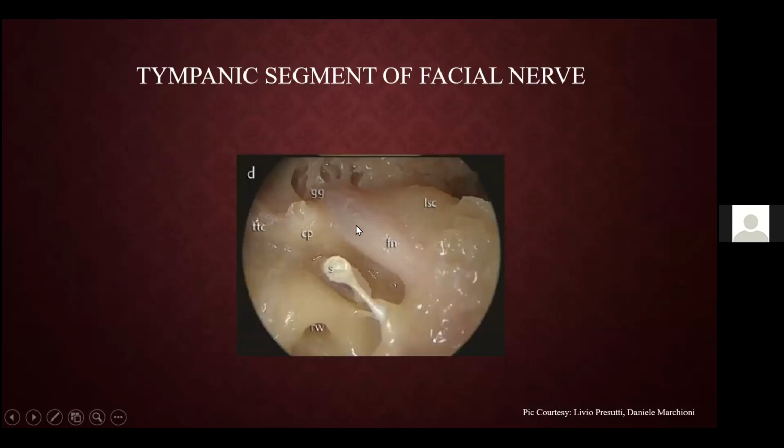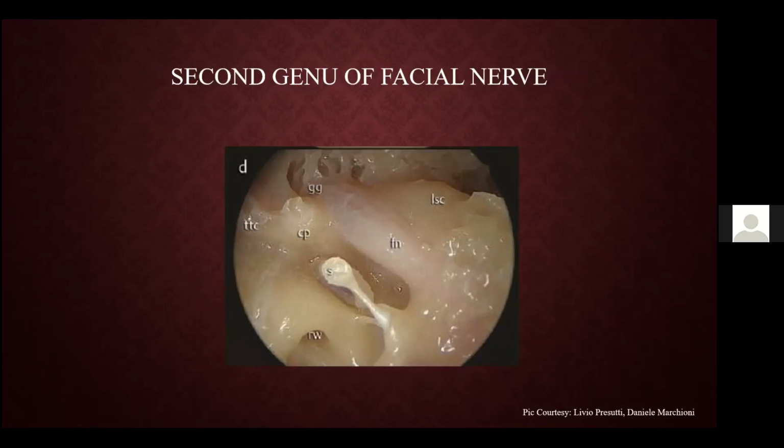A most important, constant landmark for the tympanic segment is also the cochleariform process, and it is present above the oval window and inferior to the lateral semicircular canal. So this is how we can identify the landmarks for the tympanic segment of the facial nerve during an endoscopic approach. Another, the second genu, where the tympanic segment takes a turn and becomes the vertical segment, can also be appreciated in an endoscopic approach.